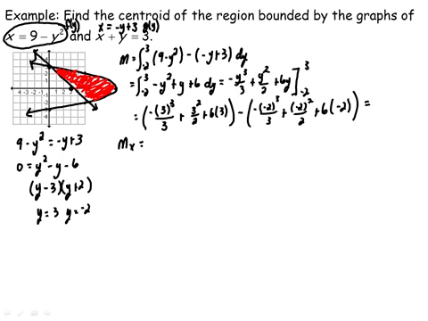125 over 6. Okay, m sub x. Boundaries are going to be the same, so we're going to have negative 2 to 3. But tell me what the formula is. What is the formula for m sub x?